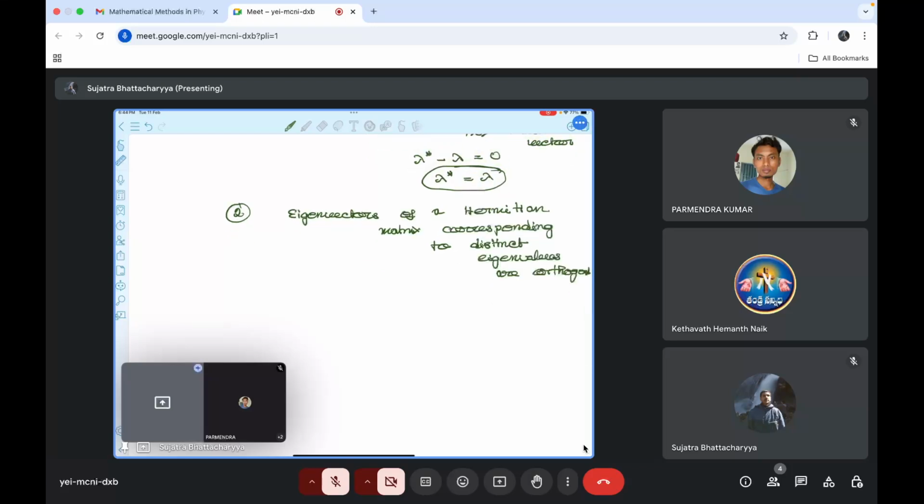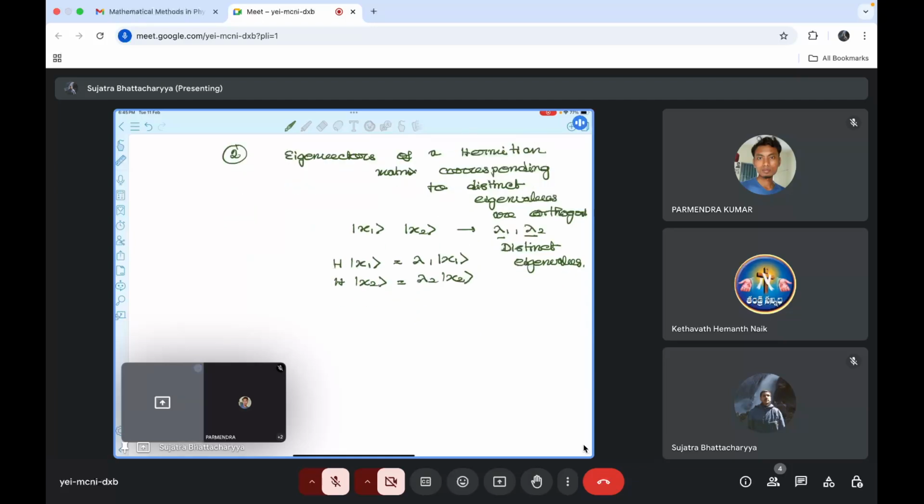Let us consider two eigenvectors x1, x2, and their corresponding eigenvalues lambda 1, lambda 2. These are two distinct eigenvalues. Remember, lambda 1 is not equal to lambda 2. So the Hermitian matrix operating on x1 gives lambda 1 x1, and the same matrix operating on x2 gives lambda 2 x2. Simple. This is the eigenvalue eigenvector relationship we have seen.